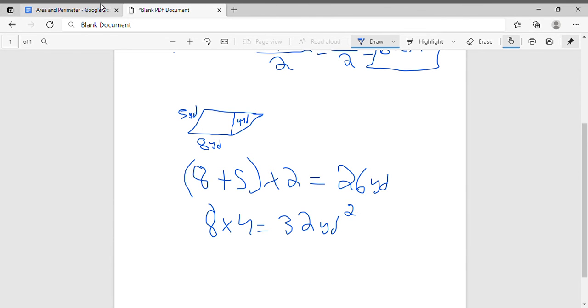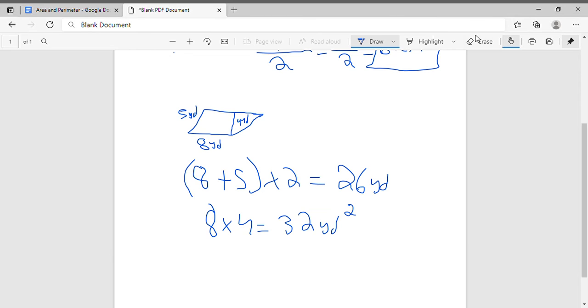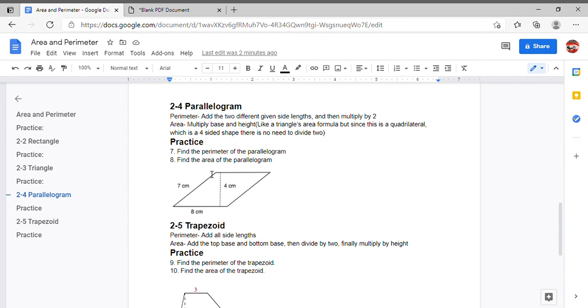Okay, now pause the video and do this practice problem, and when you're done, you can unpause. Okay? I assume you've done it, so I'll be going over it now. So, for the perimeter of a parallelogram, we can just add 7 plus 8 and then multiply by 2. And when we do this, we are going to get 30 centimeters.